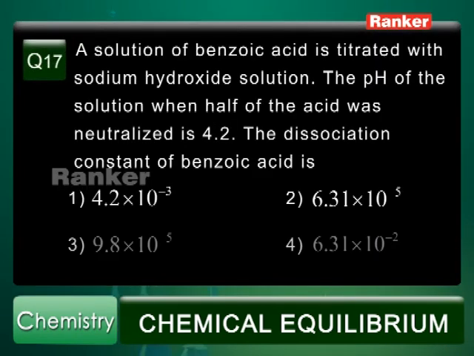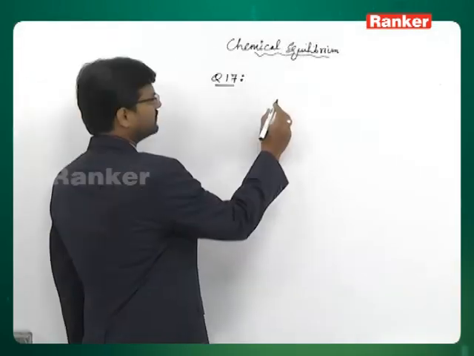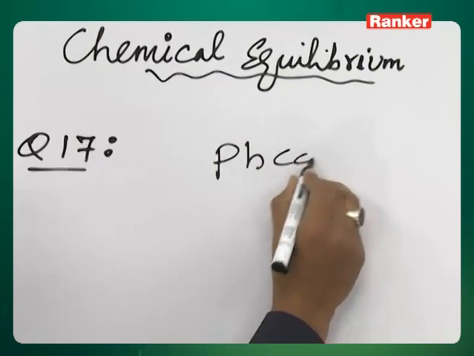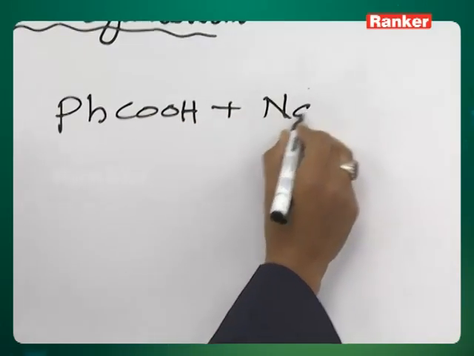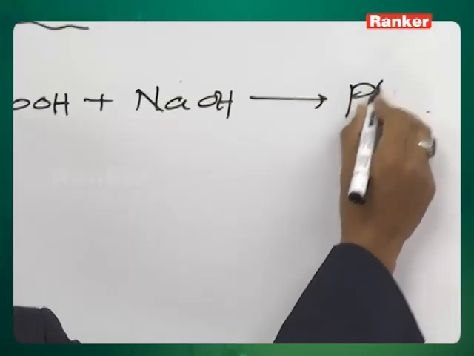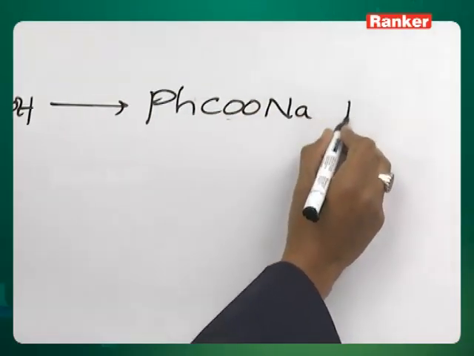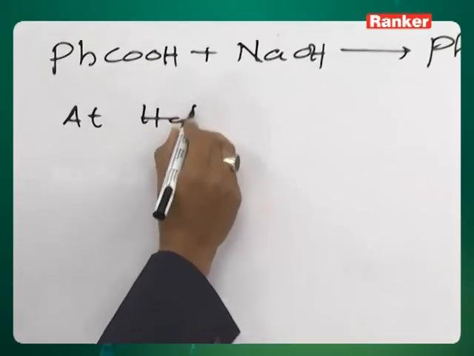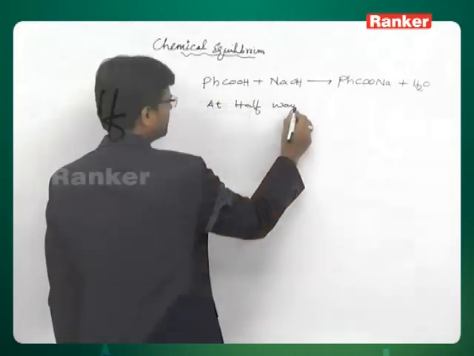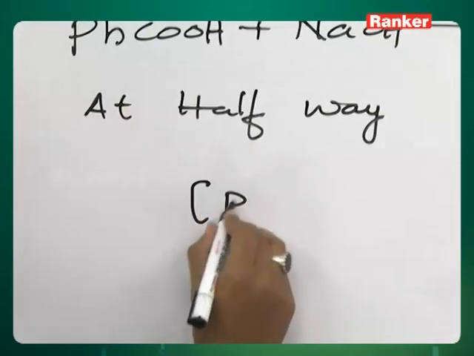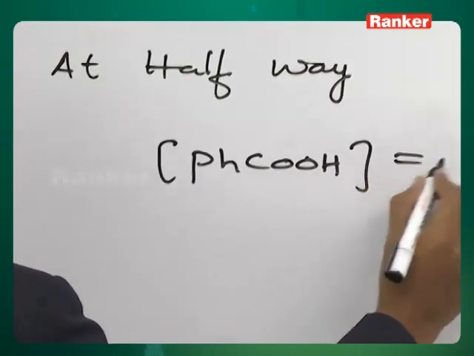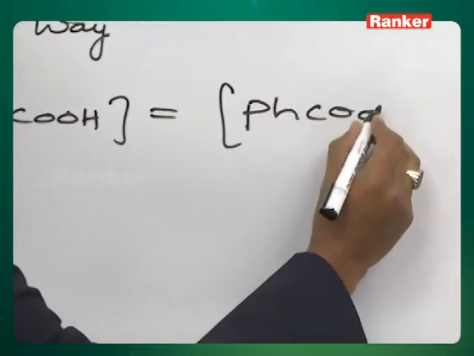Question number 17. A solution of benzoic acid is titrated with sodium hydroxide. The pH of the solution when half of the acid was neutralized is 4.2. The dissociation constant of benzoic acid is. See, half of the solution is neutralized. When you do the titration, benzoic acid plus sodium hydroxide, you get sodium benzoate plus water. At halfway, the concentration of benzoic acid will be equal to the concentration of benzoate.